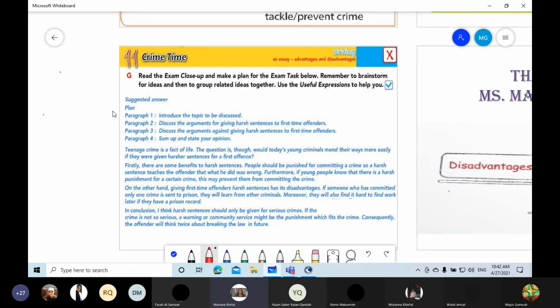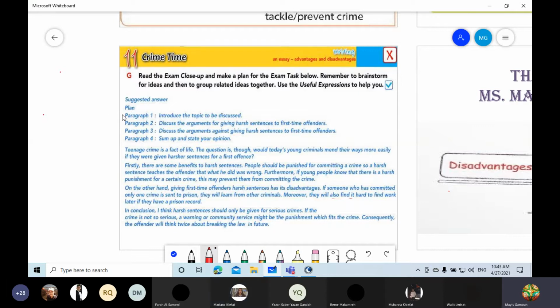Suggested answer plan. Paragraph 1, introduce the topic to be discussed. Paragraph 2, discuss the arguments for giving harsh sentences to first time offenders. Paragraph 3, discuss the arguments against giving harsh sentences to first time offenders. Paragraph 4, sum up and state your opinion. Thank you, dear.